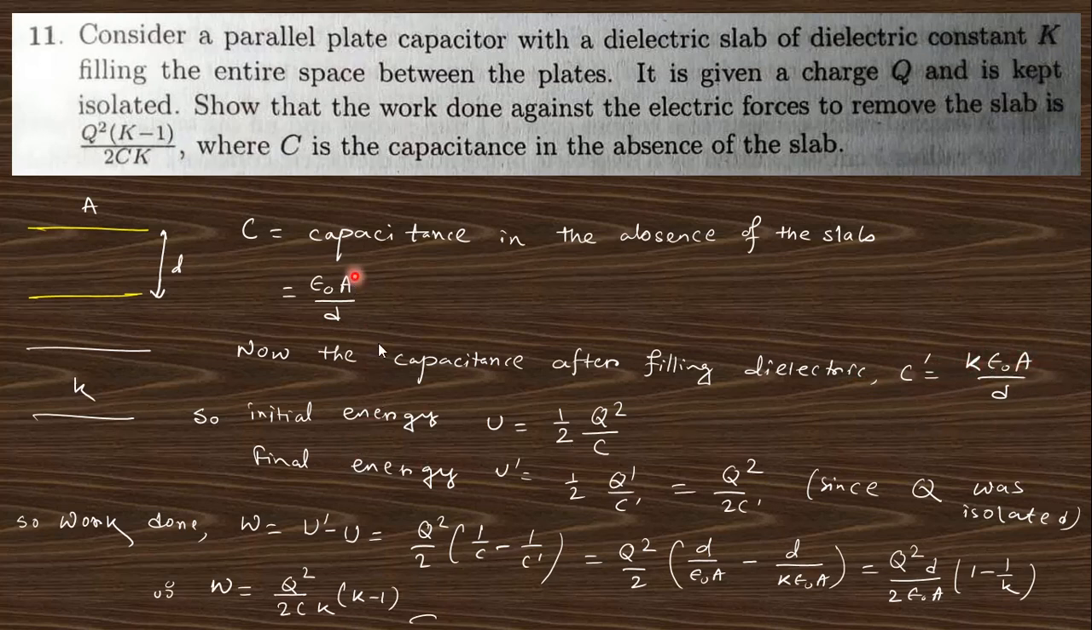So the initial energy will be half Q square by C, and the final energy half Q prime square by C prime. Since Q is isolated, Q is constant, there is no loss of charge, that's why Q prime equals Q. If you put it in, you will get this. So work done equals the change in the potential energy of the system, just the difference U prime minus U, and you get this answer, right?